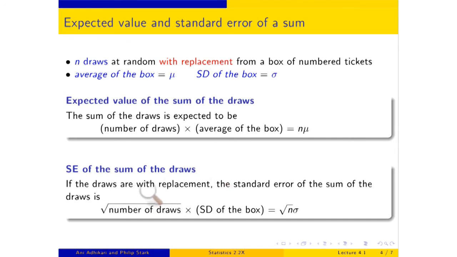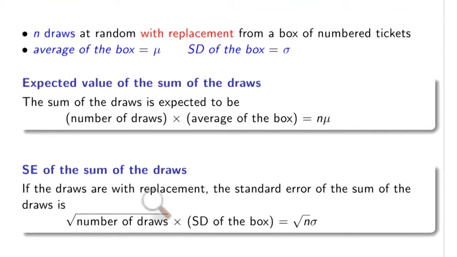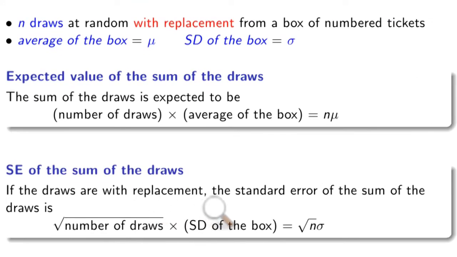I'm repeating, if the draws are with replacement, that is to say if you have independent draws, then we've got this formula for the standard error. If the draws aren't independent, the formulas are more complicated, later in the course. If your draws are with replacement, hence independent, and each of them has standard deviation sigma, then the standard error of the sum of the draws is square root of the number of draws times the SD of the box. Formula very analogous to this one, just you're not multiplying the SD by the number of draws, you're multiplying it by the square root of the number of draws.